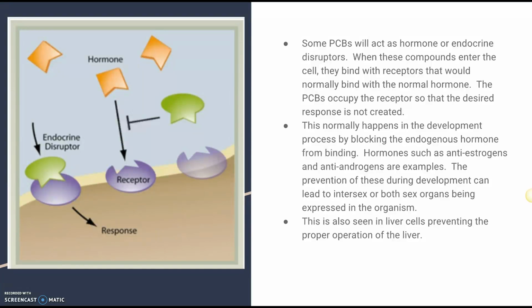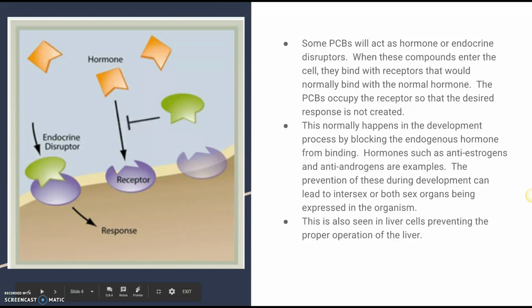So when the organism is developing, the genetic code says, okay, the hormones for testosterone are going to produce because this is going to be a male organism, or estrogen is going to produce because it's a female organism. It creates these endogenous hormones that are released to prevent the other one from forming. So if it's going to be a male, it prevents the estrogen from forming. If it's going to be a female, it prevents the testosterone from forming.